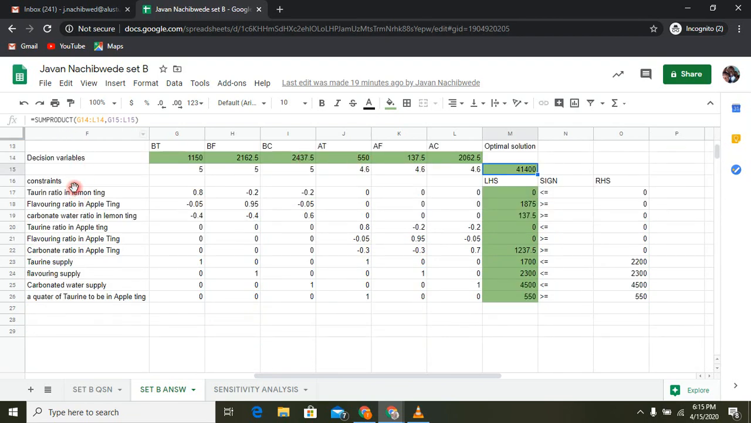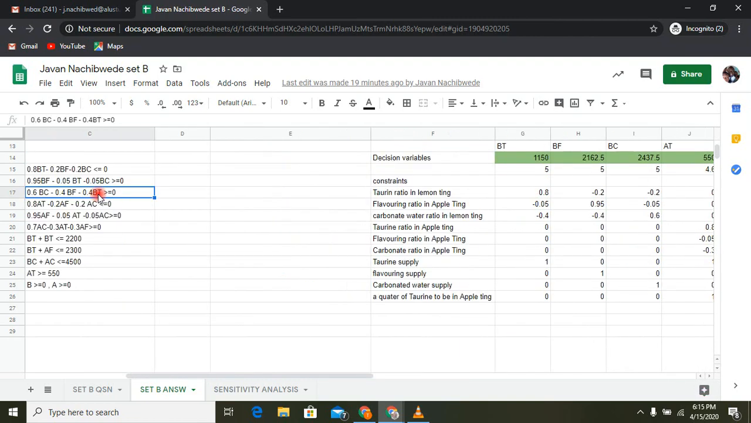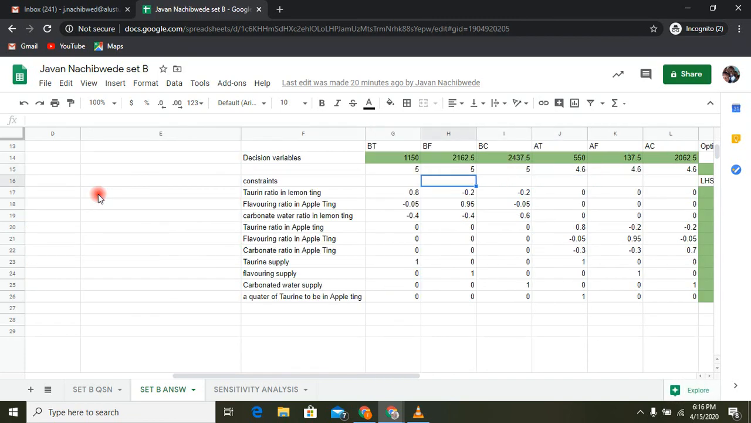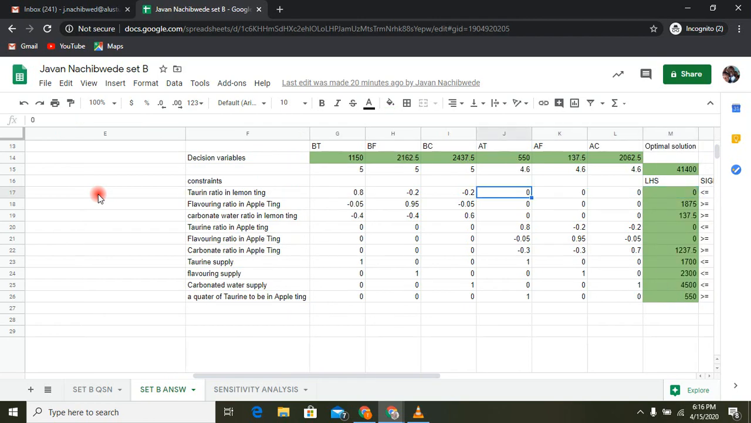And then I also listed down the constraints. I made sure I put all of them in order, as can be seen here. For example, let's take taurine ratio in lemon ting, which was 0.8 as was seen in the formula we had here. You can see here 0.8. That's the taurine that falls under the lemon ting. As you can see, there it is. Then that one is only for the lemon ting. Then the rest which fall under the apple ting will have zeros, as can be seen there. Same to the flavoring in apple ting, negative 0.05, 0.95. It all follows the formula.